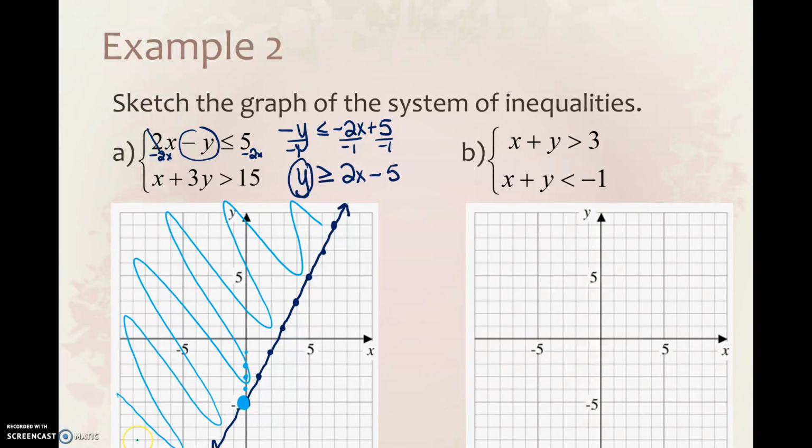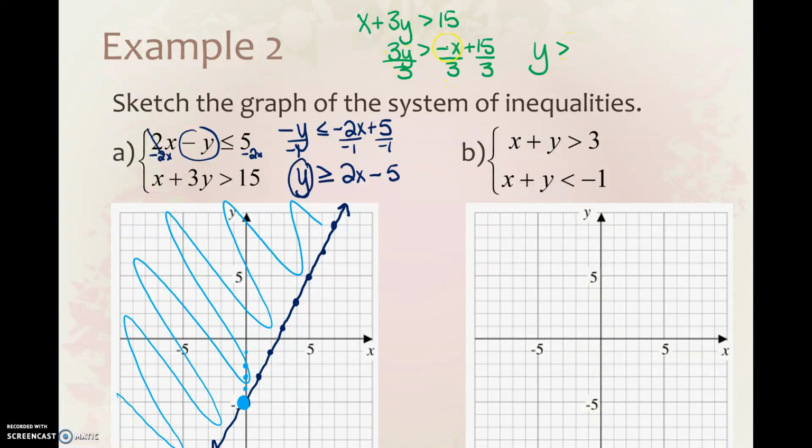For my other equation, we need to subtract x on both sides. I think I'll take this one up here. x plus 3y is greater than 15. Subtract x on both sides, and then divide by 3. So we have y is greater than, what is negative x over 3?